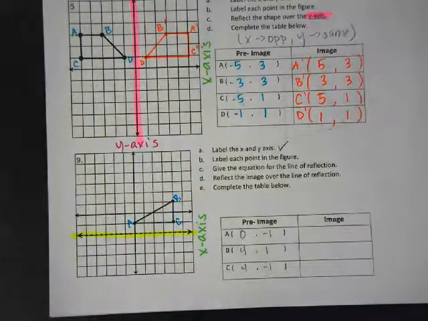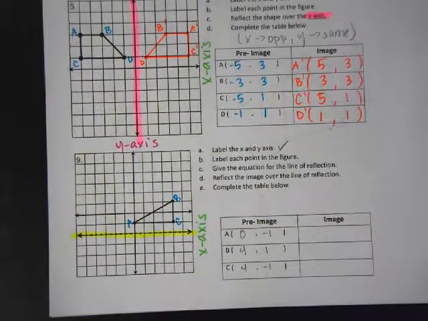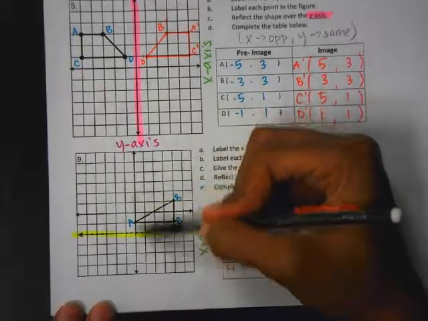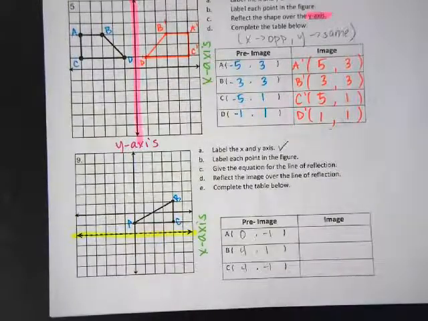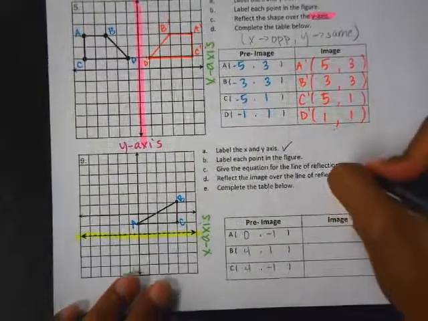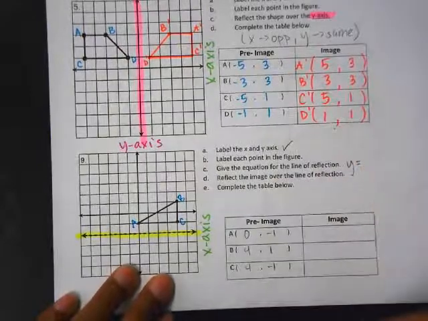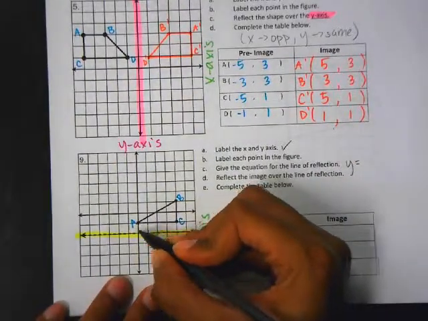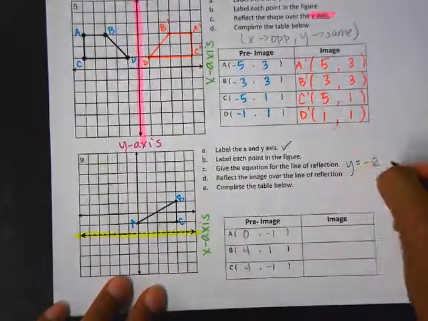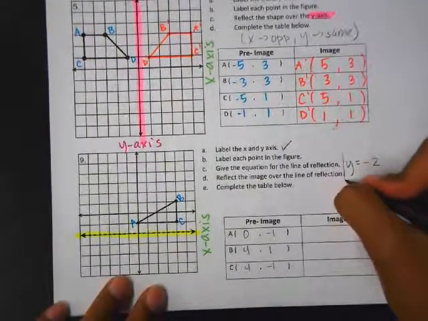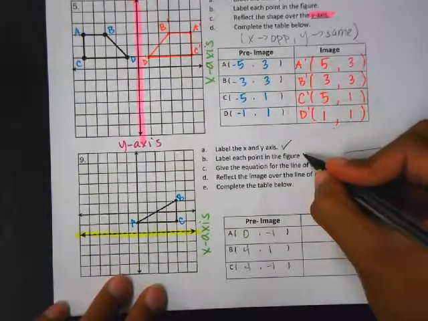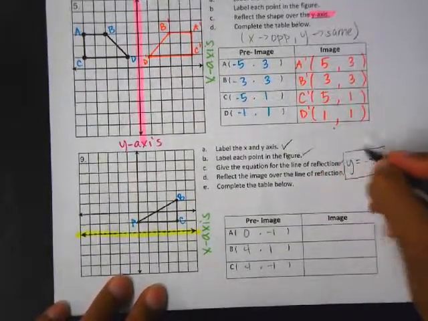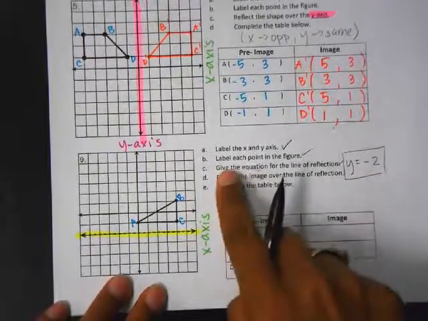Now, this line is a horizontal line, and it crosses the y-axis. So, since it crosses the y-axis, I'm going to put y equals, and specifically it crosses the y-axis at -2. Okay, so that is our line of reflection. That's the equation I was asking you for on letter C. So here's your answer for letter C. Give the equation for the line of reflection.